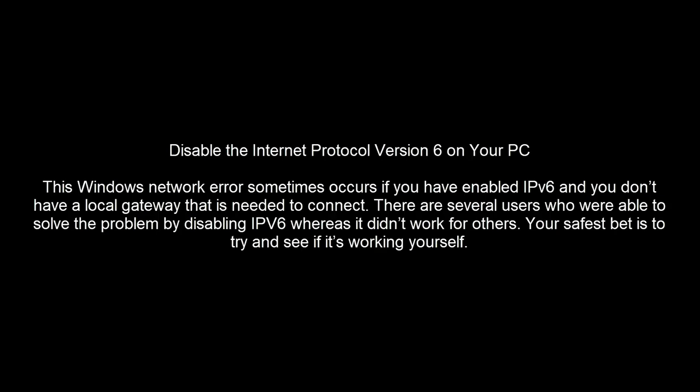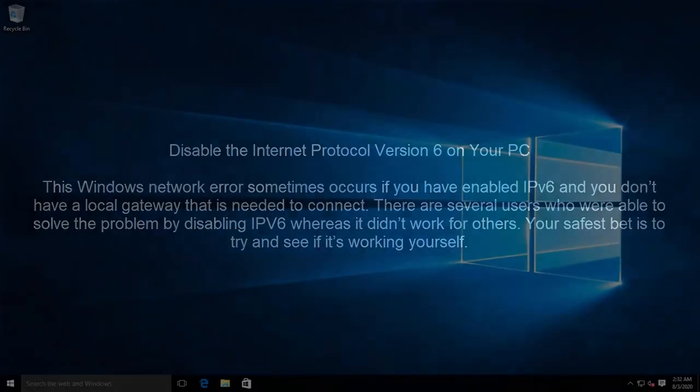Our fourth solution is to disable the Internet Protocol version 6 on your PC. This Windows network error sometimes occurs if you have enabled IPv6 and you don't have a local gateway that is needed to connect. There are several users who were able to solve the problem by disabling IPv6, whereas it didn't work for others. Your safest bet is to try and see if it is working for yourself.